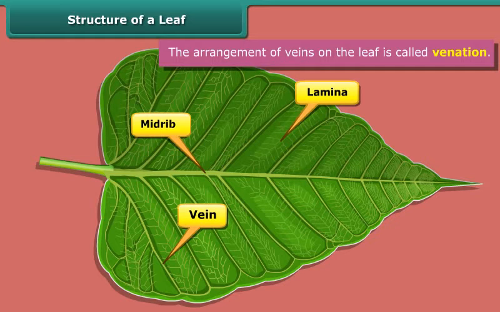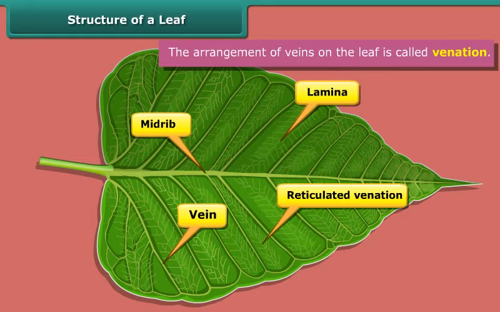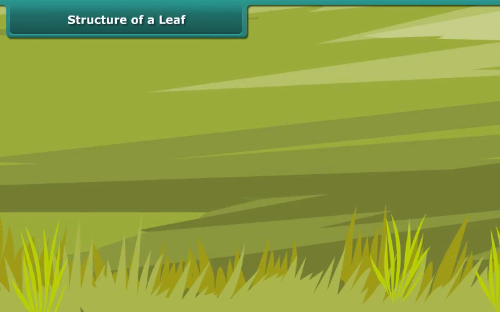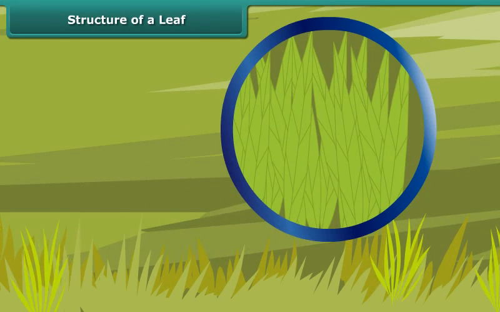When veins appear to branch from the midrib, the venation is called reticulated venation. When the veins run parallel to one another, the venation is termed parallel venation. This type of venation is generally found in the leaf of grass.